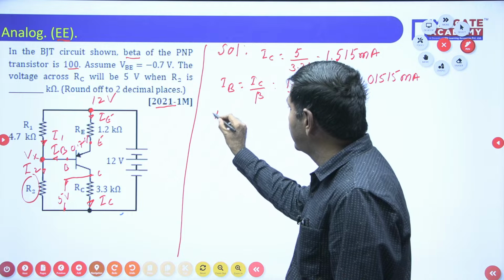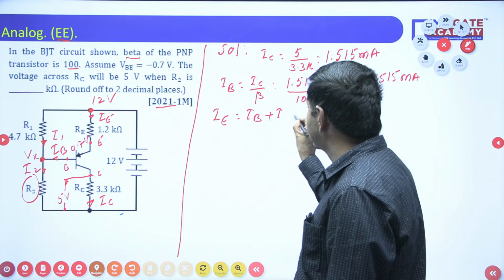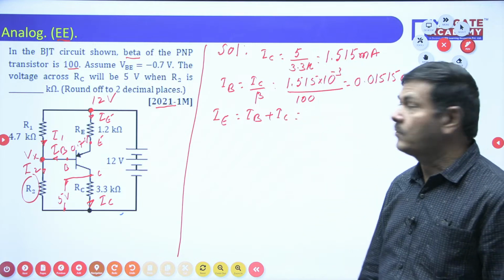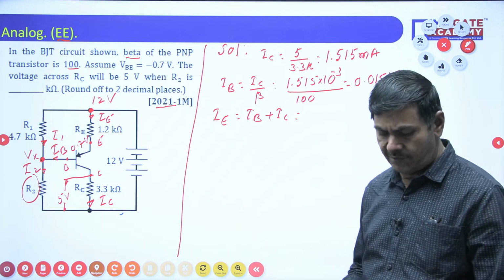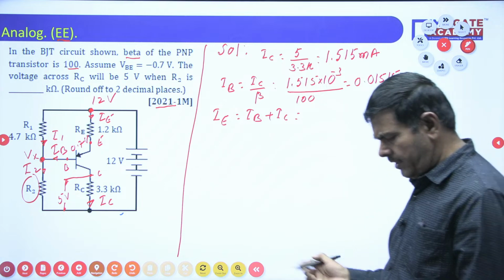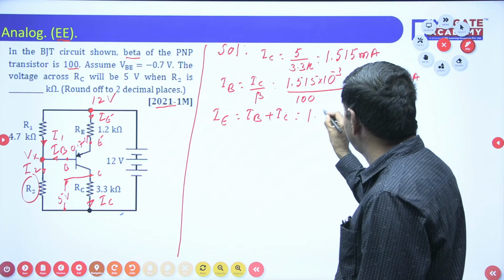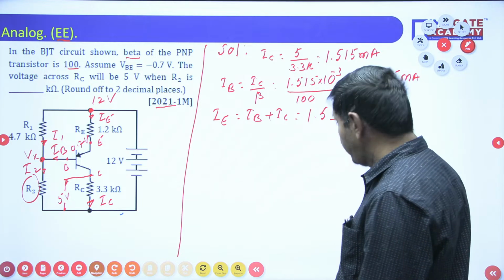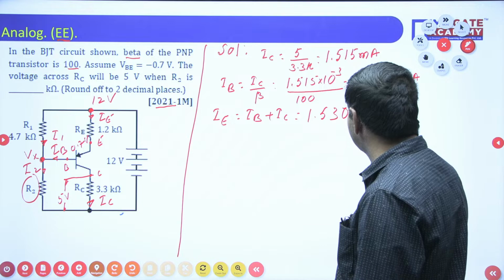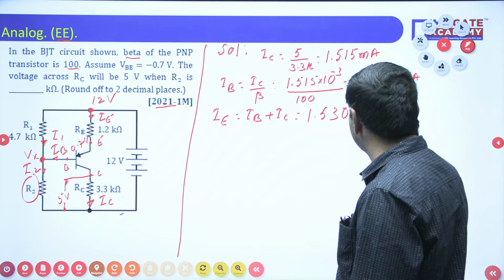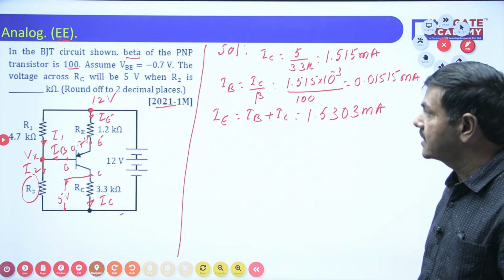IE, we know very well, is IB plus IC. Otherwise, I can use (1 plus beta) times IB, which also gives IE. You can use any one formula. In that case, IB you know, IC you know, and it comes as 1.5303 milliamperes of current. That much current is possible. This is IE.